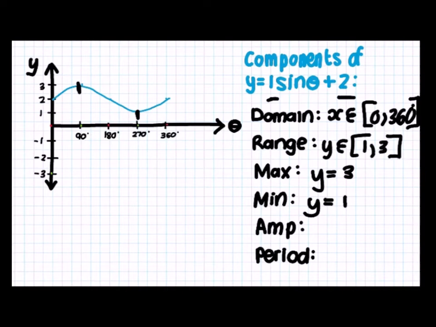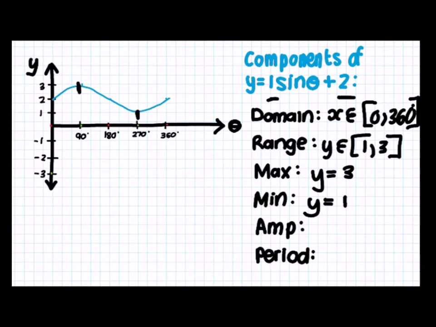Okay, so that's quite different from what we had before, where usually with the sine theta graph, we just have from -1 to 1. Okay, so what that tells us is that when we add a constant to the end of this function, it actually shifts our y values and our range. Okay, let's see the effect on the amplitude.